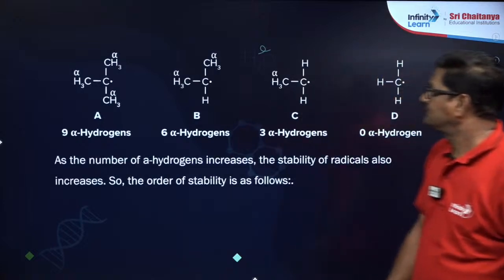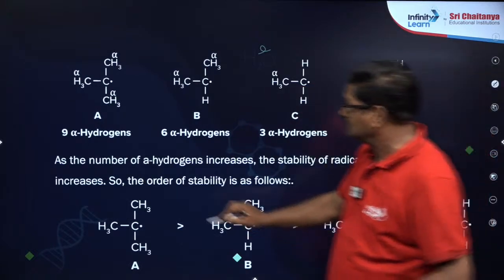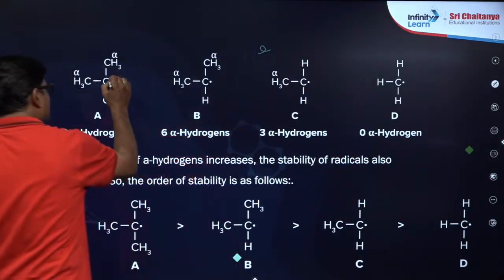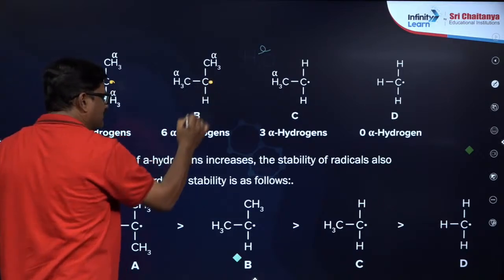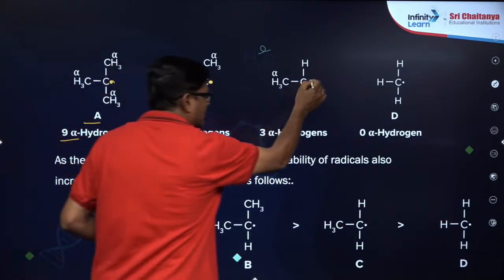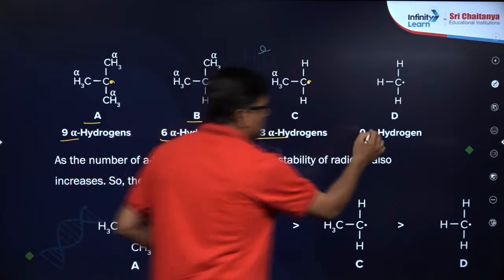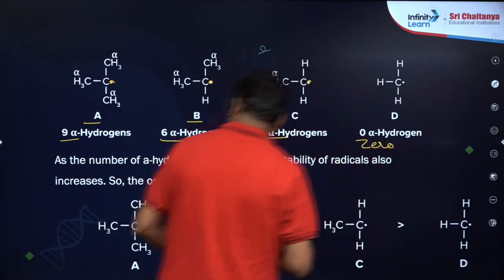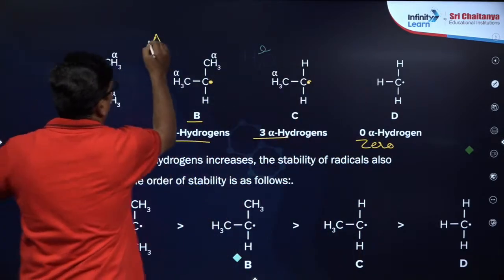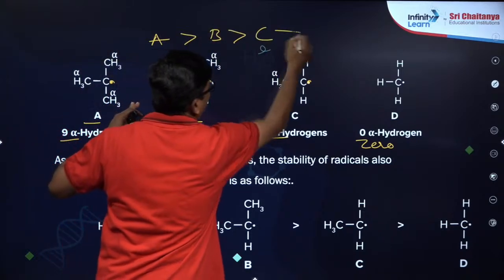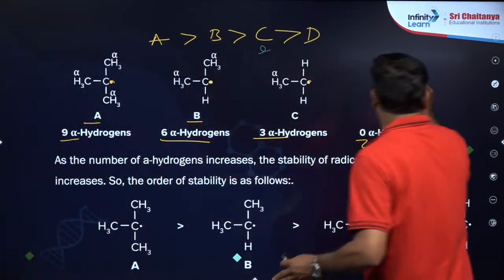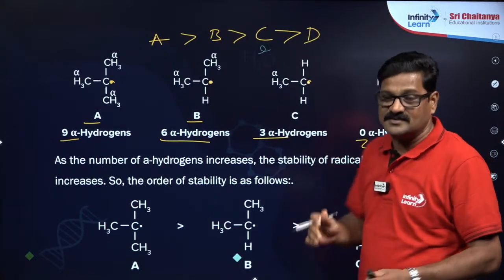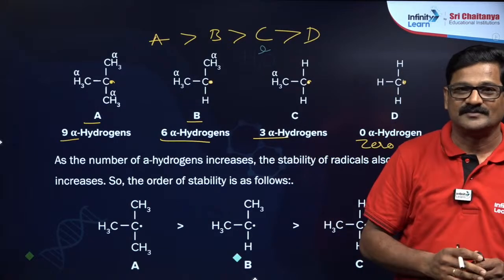Now, free radicals are also the same: with respect to this A, 9 alpha hydrogens, with respect to this B, 6 alpha hydrogens, with respect to this, 3 alpha hydrogens, and 0 alpha hydrogens. So again A is greater than B greater than C greater than D. These are all free radicals. The stability of free radicals and stability of carbocations, the order is the same, right?